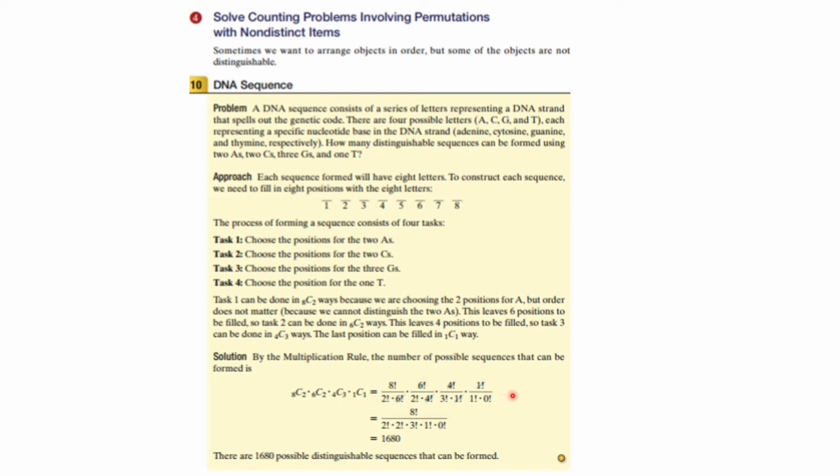And if we multiply all those things together, you do want to follow this calculation, you get this. Now you might notice an interesting pattern here, but there are 1680 possible distinguishable sequences that can be formed, although some of them you can't distinguish from each other. This gives rise to a formula.